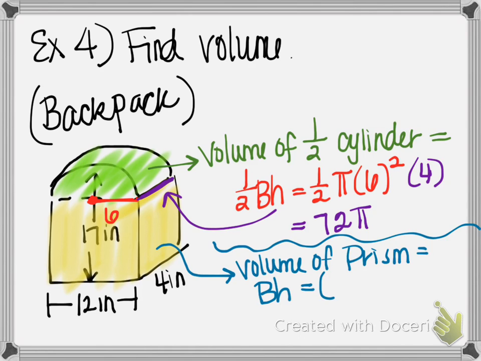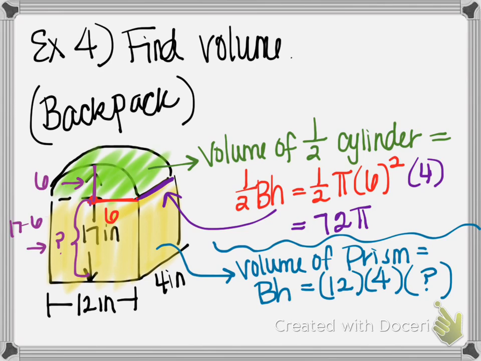Next thing we need to do is find the volume of the prism, which is area of the base times height. The area of the base would be 12 times 4, but I need to figure out what's the height of this prism. From top to bottom, we're told that the backpack is 17 inches. And up on the top here, we have that the radius of this cylinder is 6 inches. And so to find just this distance for the prism, we do 17 minus 6, which gives you 11. So we know that the volume of the prism will be 12 times 4 times the height, which is 11. When I do that calculation, I get 528.